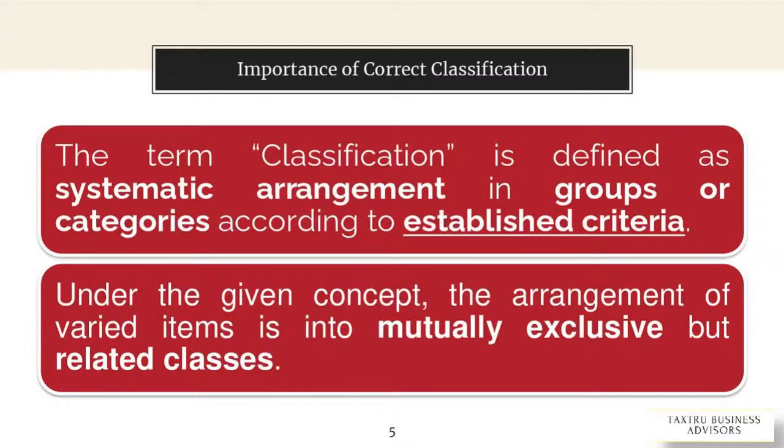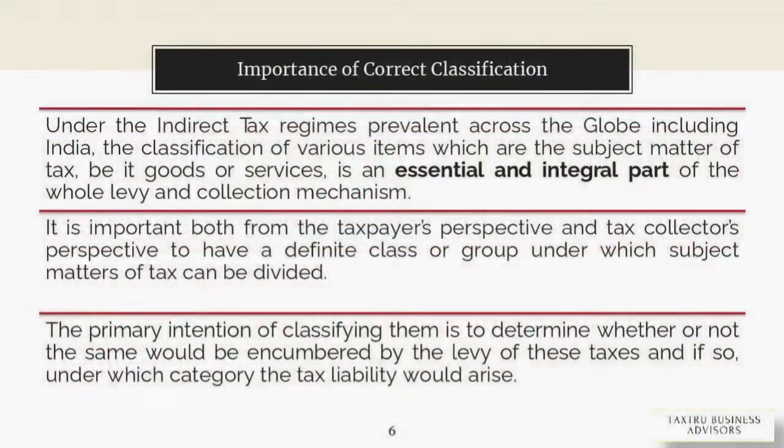They might be related. If I'm talking about a particular heading, for example cashew, everyone must be thinking in their mind that only one type of cashew is there. But if you see the tariff heading of customs, you will find almost 20 to 30 subheadings. There are various types of products sometimes. So all those products are mutually exclusive but they are related. So that's how classification works.